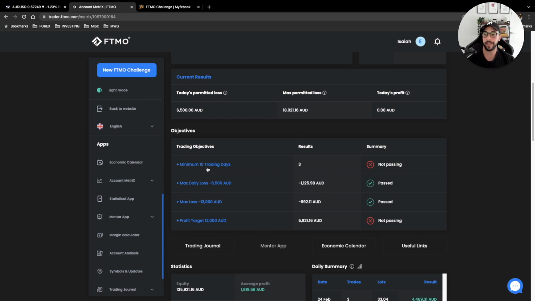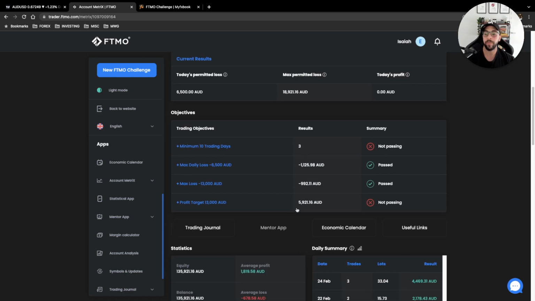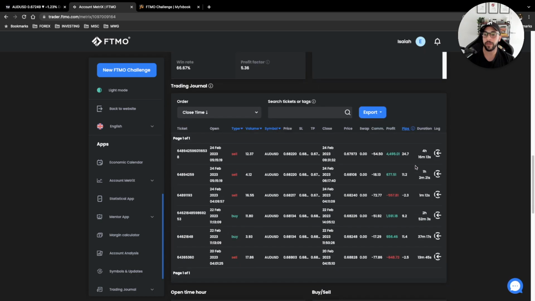Another way to confirm is here that the minimum is 10 trading days, not 5, and the profit target is the full 10%, not just 5%. So in the 3 trading days, we can see I've gotten just under 6,000. So 6,500 would be the 5%. So just under halfway through. And you can see here the trades as well that were executed.